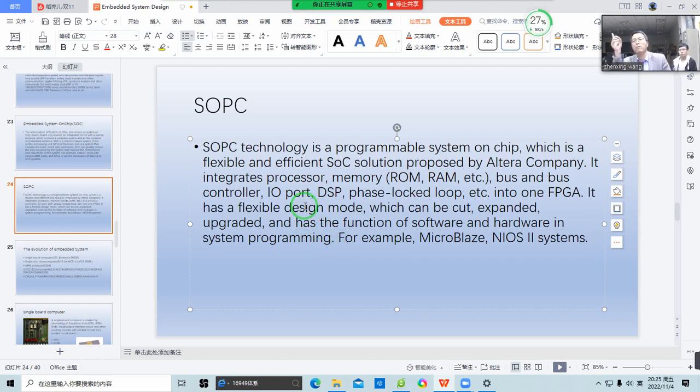Sometimes it's used in missiles. I think Russia is unable to buy FPGA right now. You can use FPGA on missiles, on weapons, on some expensive devices. So we use FPGA.